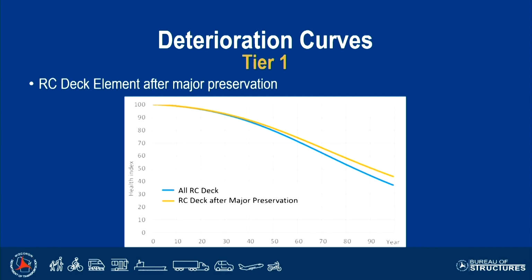Tier 1 also included looking at the effect of major preservation on our reinforced concrete decks. So these are both do-nothing curves, but it shows some residual benefit to performing preservation on your decks in a consistent manner.